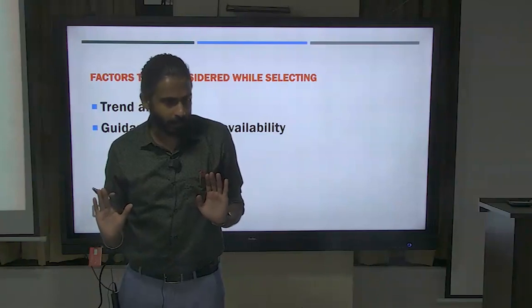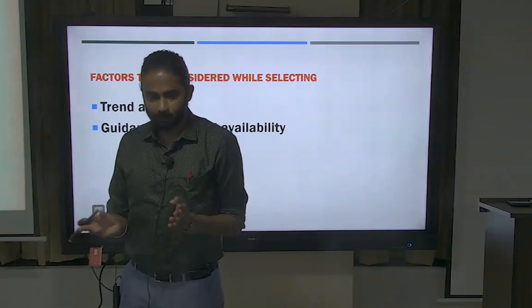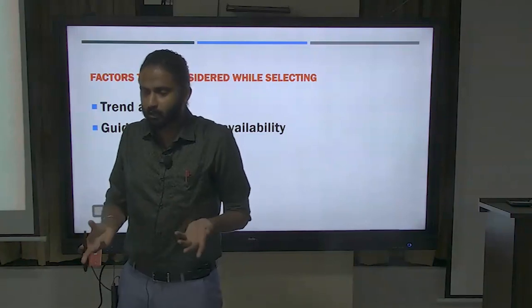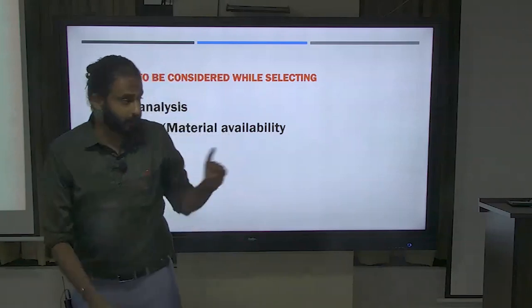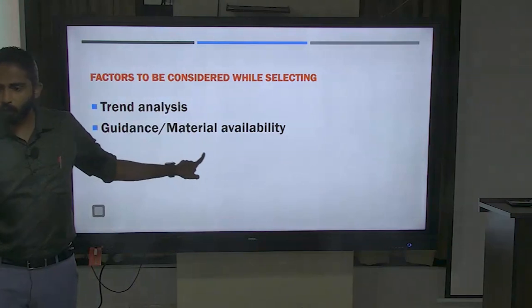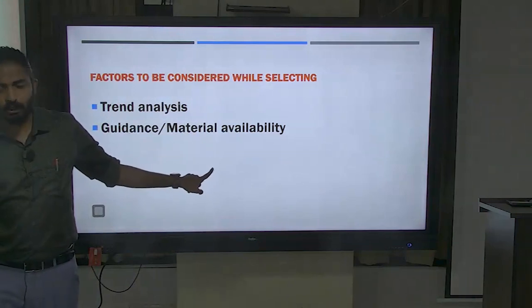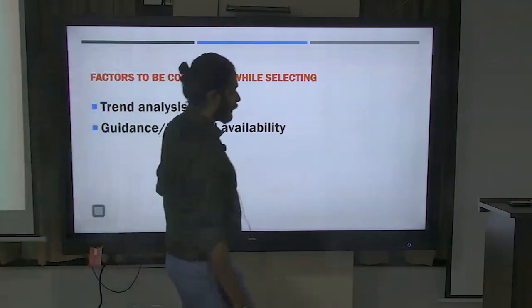What are the popular optionals? I'll tell you. Why people pick certain optionals like history, geography, public administration, sociology. These are popular optionals because of two aspects. One, guidance, some good faculties there who are guiding people. Second, you have material to study the subject, right?